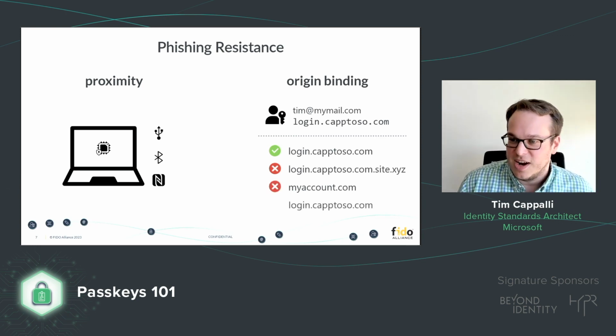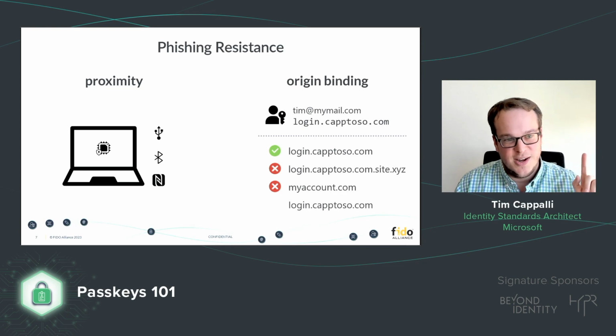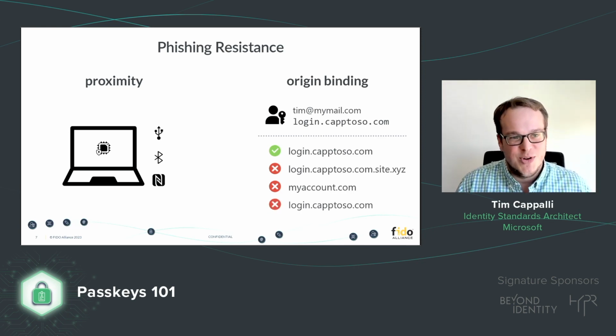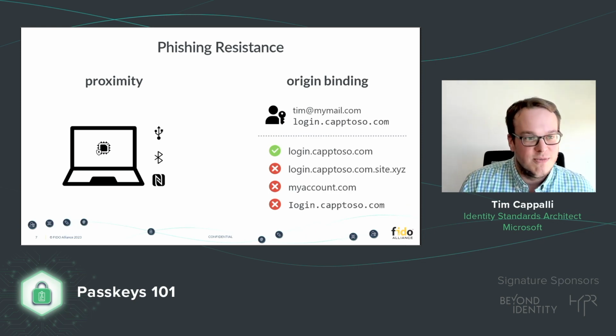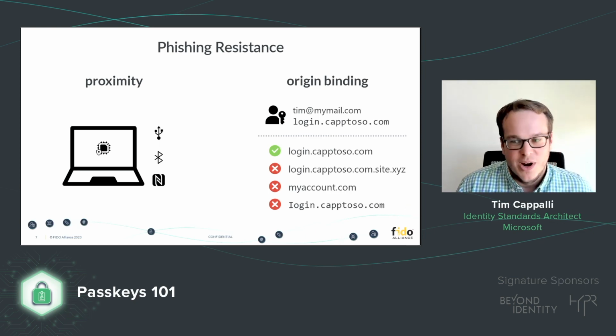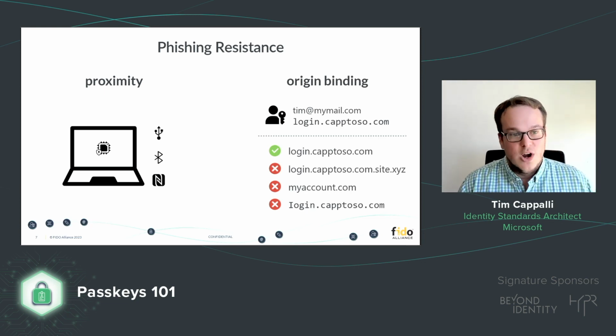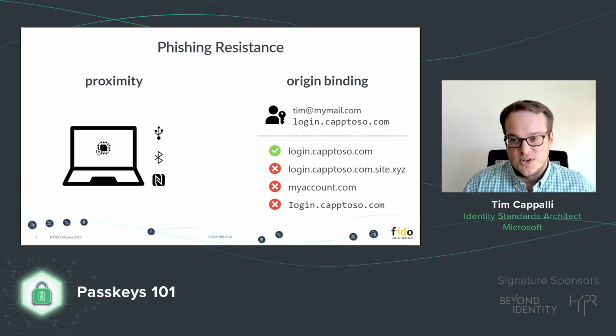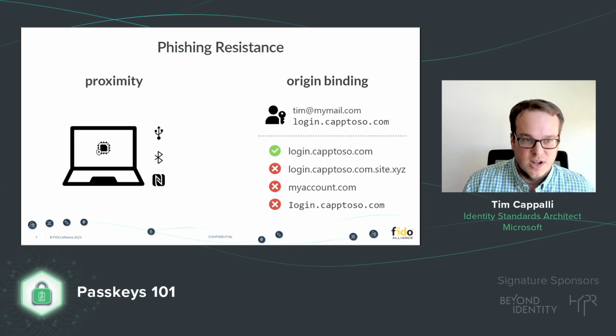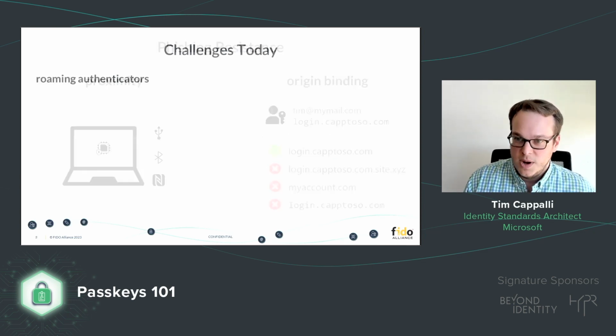The last one, login.captoso.com. I just said that would work. It won't. Let me change the font, right? Another common trick with attackers is to use fonts that make letters look different, right? So in this case, it's actually an I, not an L, and this would not work for this site. So two very, very strong properties of FIDO authentication, which enable phishing resistance and why we believe this is the future path to replace passwords.